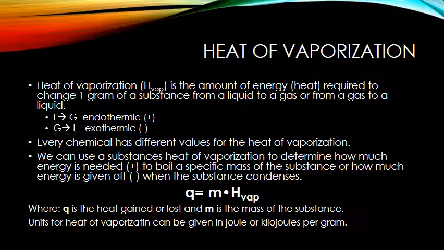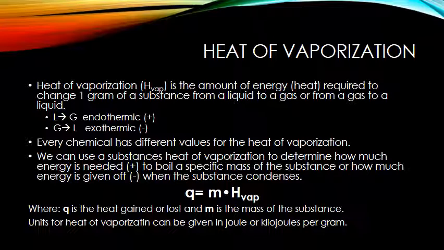Every chemical has different values for heat of vaporization, just like the heat of fusion, and we would look those up in a table. We can use a substance's heat of vaporization to determine how much energy is needed, being the positive, to boil a specific mass of the substance, or how much energy is given off, it's negative, when a substance condenses. So we have boiling, changing it from liquid to gas, and condensing, gas to liquid. That seems to be the one everybody forgets, is what condensing is called.